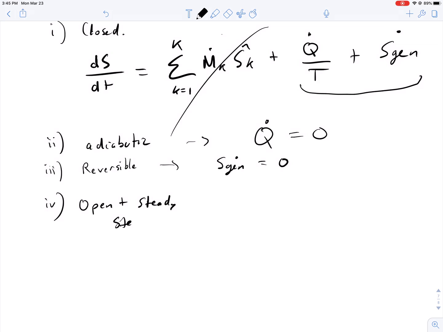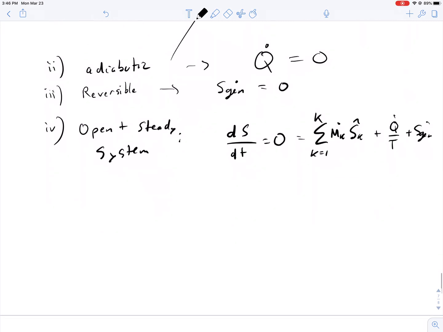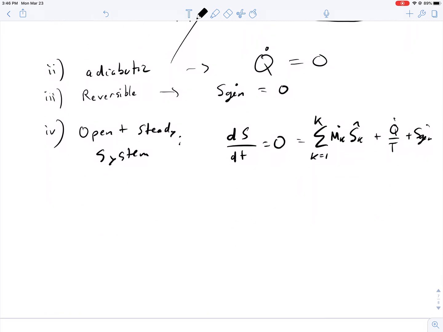Now what about my personal favorite, an open and steady system? What do you do for open and steady? Steady tells you dS/dt equals 0. Everything else remains. You'll still have the sum over all your streams, k equals 1 to capital K, m dot k s hat k, plus q dot over T, plus S gen. You just don't have the derivative. And that is it for now.